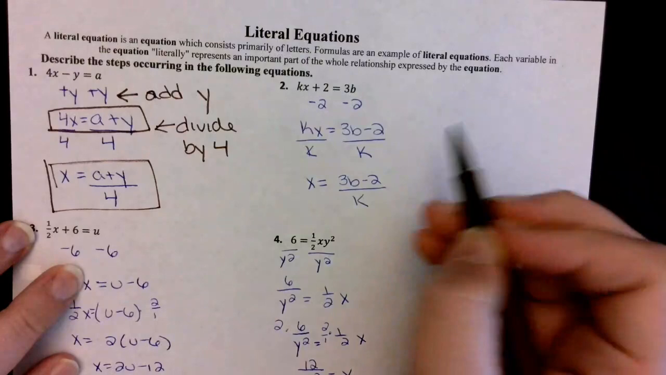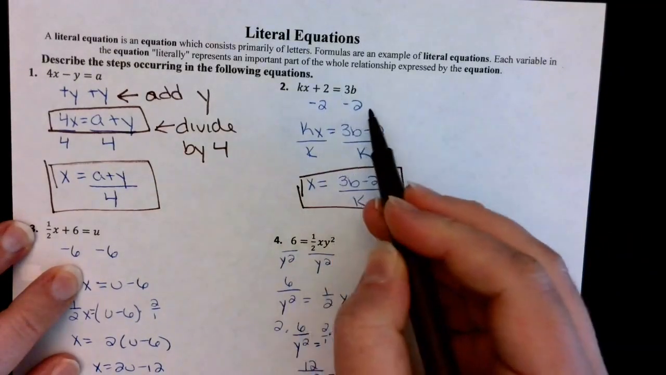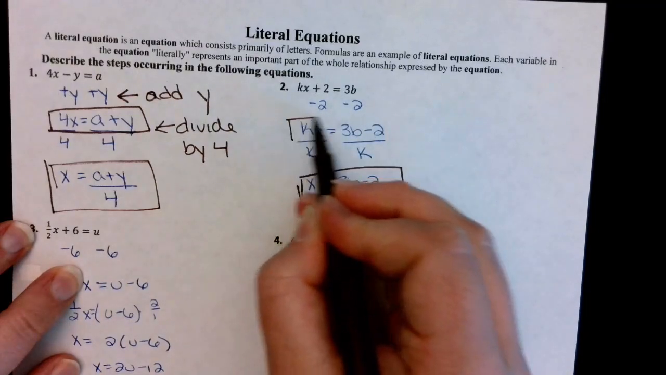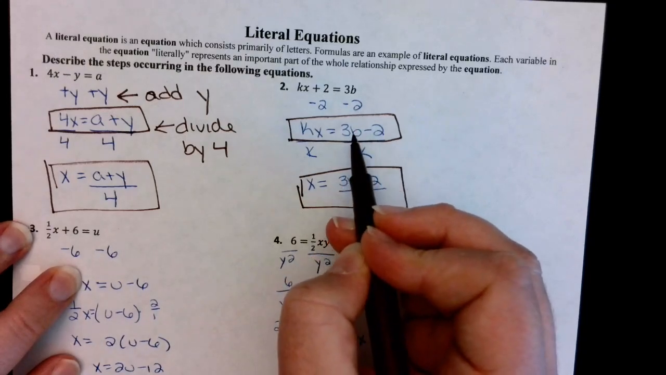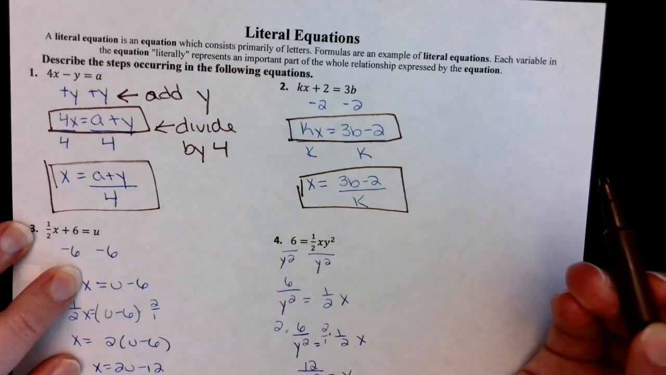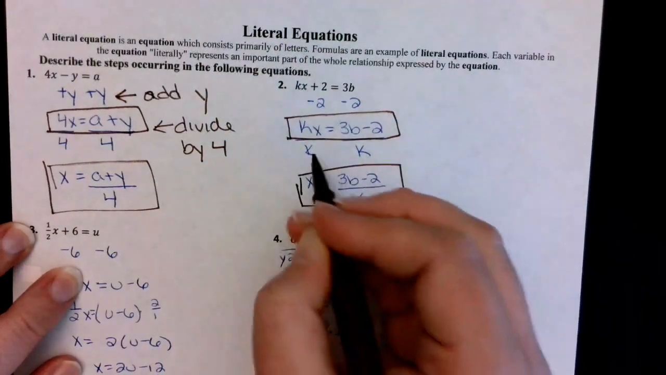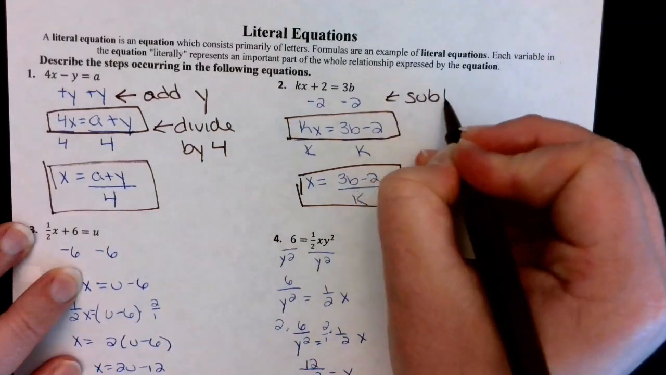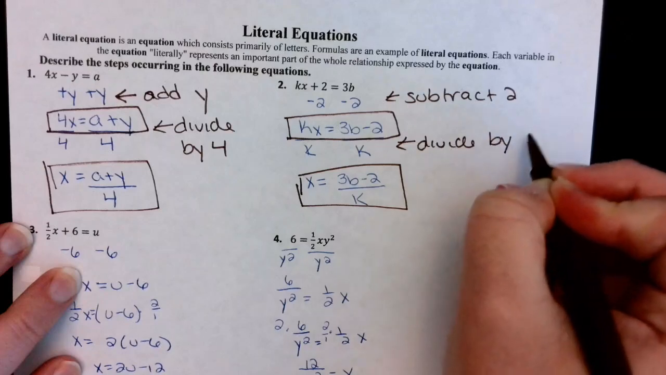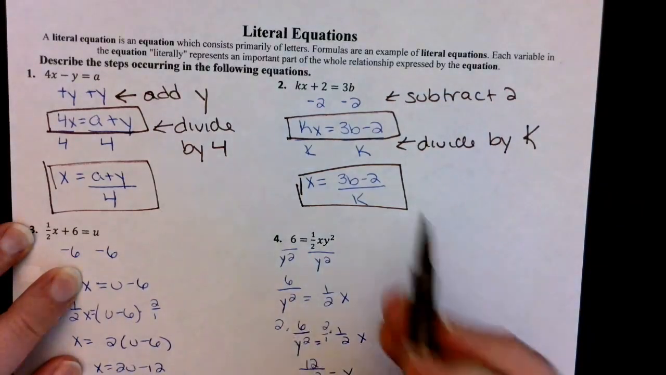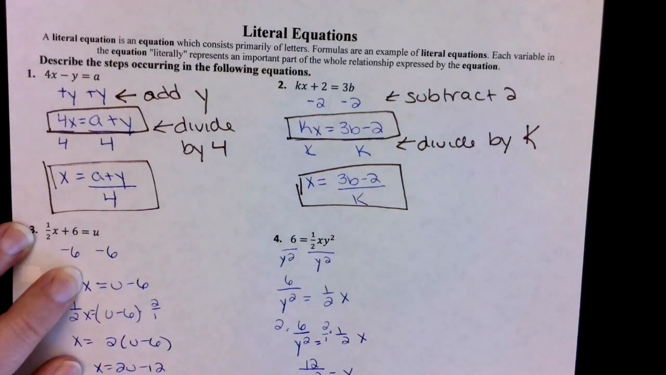In number 2, I noticed the first step to get x by itself is to subtract 2 from both sides to end up here. If you notice, 3b and negative 2 are not like terms, so it just becomes 3b minus 2. From there, just like in the last one, to get x by itself, I have to divide both sides by k. And then since I had to divide everything by k, 3b minus 2 is all over k.